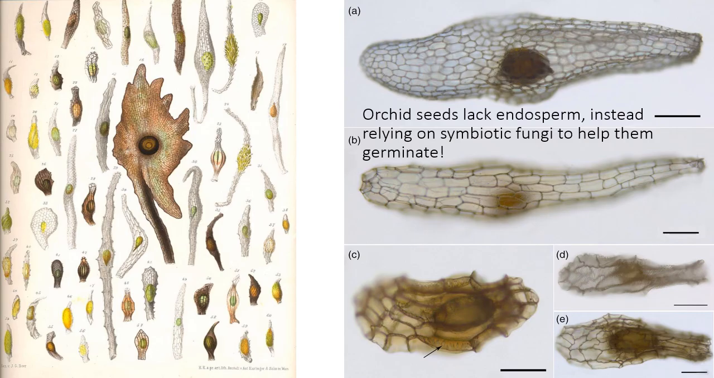But that's a very unusual strategy and certainly restricts where certain species of orchids can grow because often a species of orchid may only associate with one or two species of fungi, which can help them germinate.